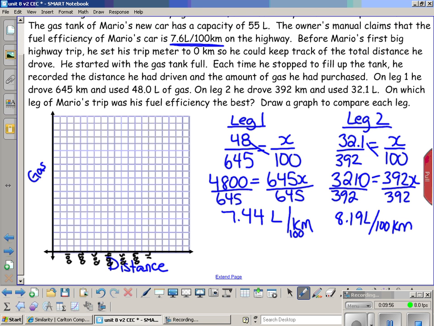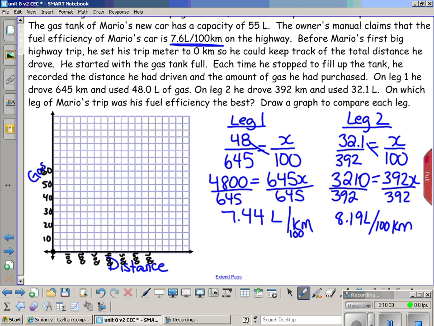600, 700. The amount of liters, the most he has is 50, so I could choose to go up by 5. So this would be 10 liters, 20 liters, 30, 40, 50, and 60. So now, we start at 0 distance, and we haven't used any gas. So on the first leg of the trip, he goes 645 kilometers and uses 48 liters of gas.